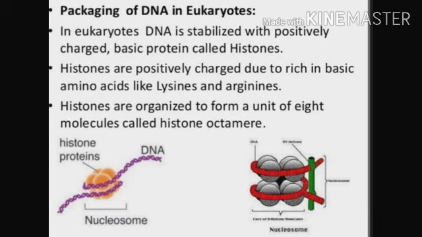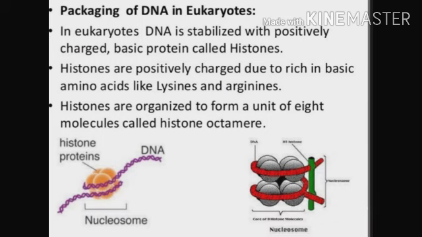Now the packaging of DNA in eukaryotes. In eukaryotes, DNA is stabilized with some positively charged basic proteins, and the name of the protein is histone. Okay, histone is basically positively charged. Why? Due to being rich in basic amino acids, like lysine and arginine.